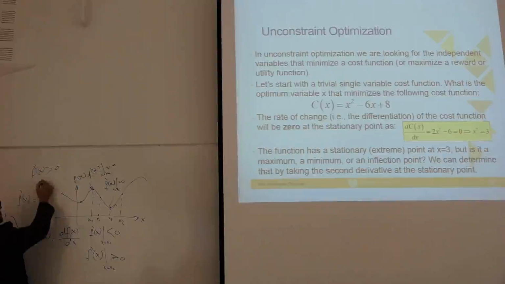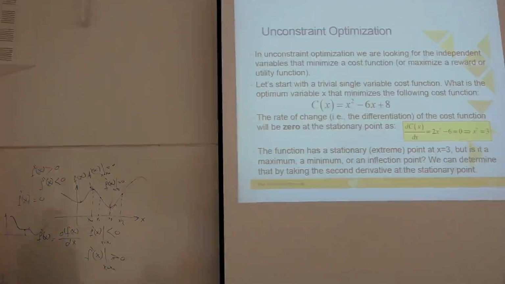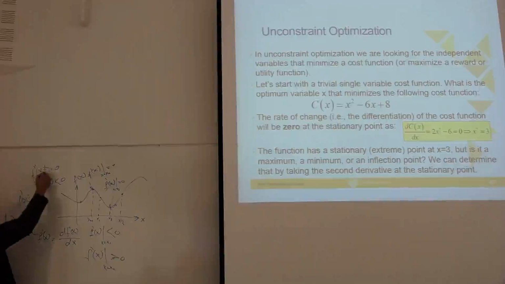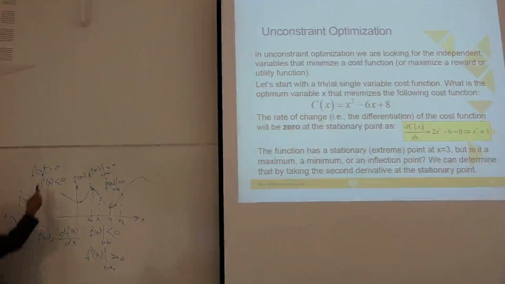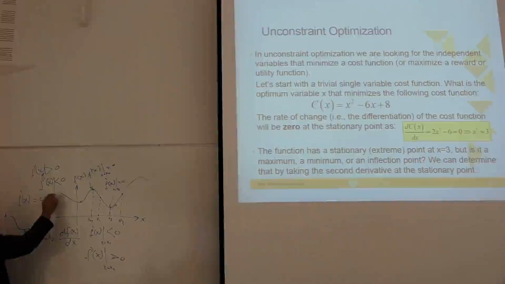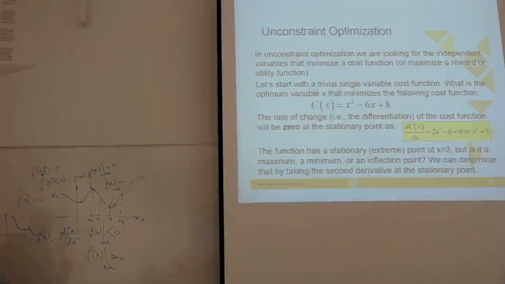Then if the second derivative of the function is less than 0, then it means that x star, for example, was a maximum. If it is greater than 0, then x star was a minimum. If the second derivative is equal to 0, it means that it was an inflection point.